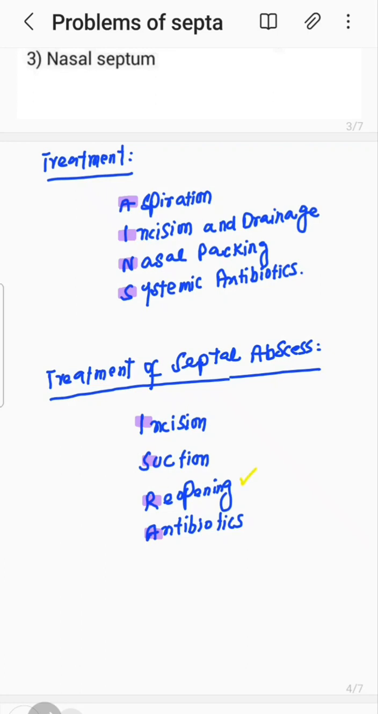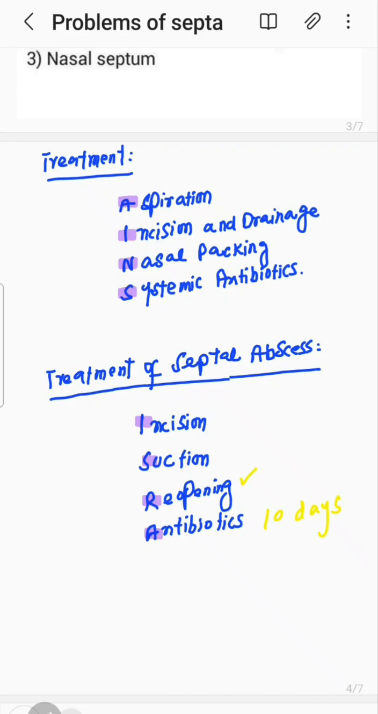Okay, and you may have to reopen and again drain the abscess a few days later. So the incision may be required to be reopened daily for 2 to 3 days to drain any pus or to remove any necrosed pieces of cartilage. Systemic antibiotics, definitely they have to be started as soon as you make the diagnosis of a septal abscess, and they should be continued for 10 days, and culture sensitivity of the pus will guide the choice of the antibiotic.